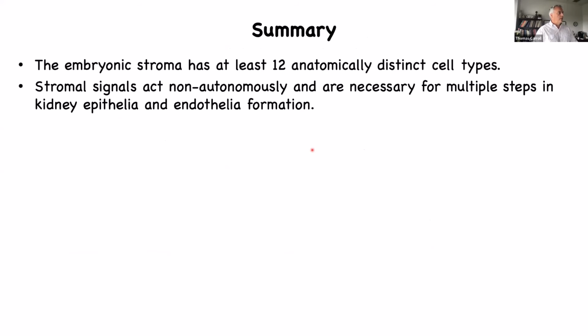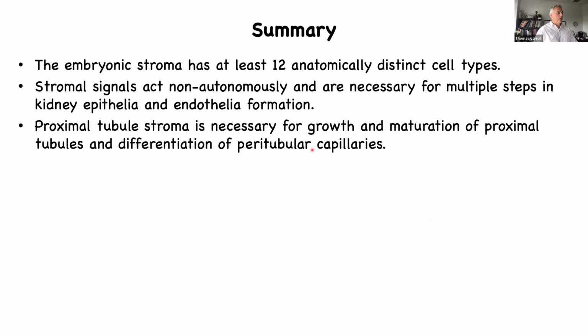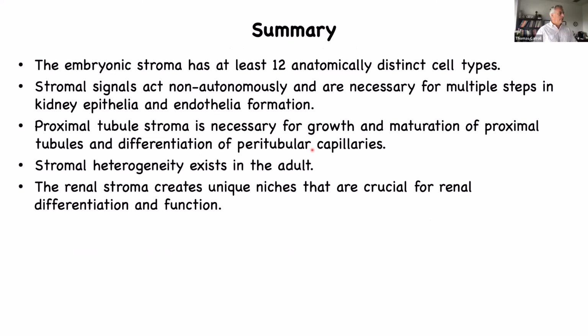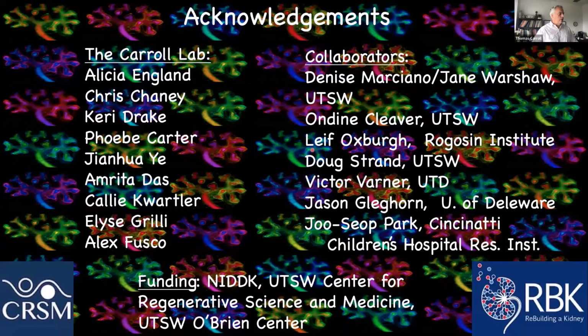So I will just very quickly summarize here. Hope I convinced you that the stroma is heterogeneous, with at least 12 anatomically distinct populations. Stromal signals act non-autonomously and are necessary for multiple steps of kidney epithelial and endothelial formation. The proximal tubule stroma is necessary for growth and maturation of proximal tubules and differentiation of peritubular capillaries. Stromal heterogeneity exists in the adult renal stroma. Finally, the big point is that the renal stroma creates unique niches that are crucial for renal differentiation and function. I tried to mention the people that did this, and so I'll stop there and take questions. And like I said, I'm sorry I ran long.